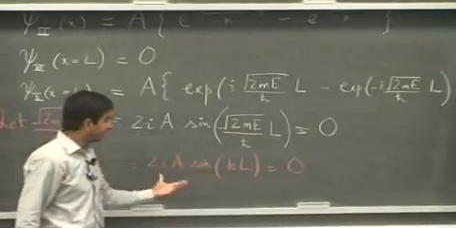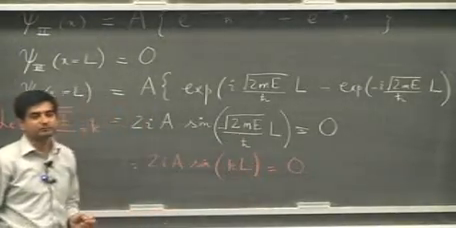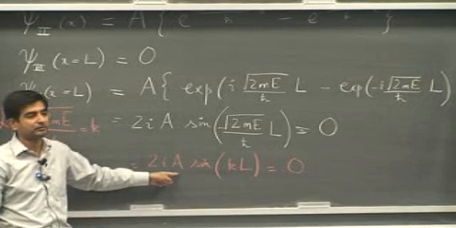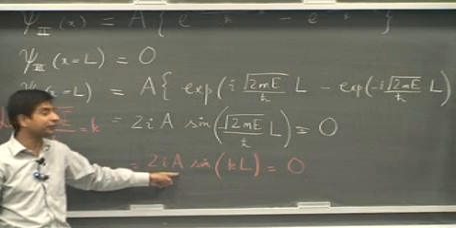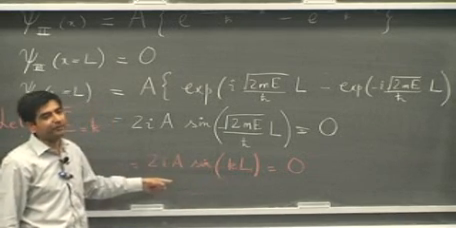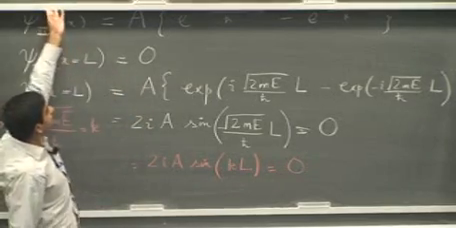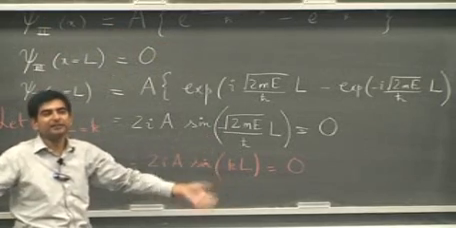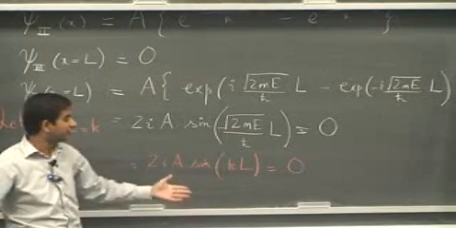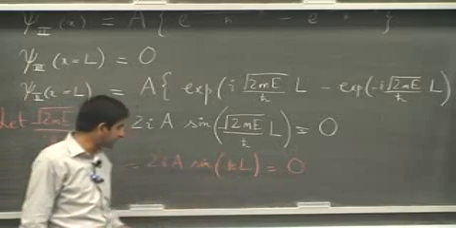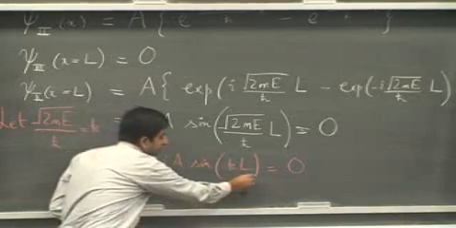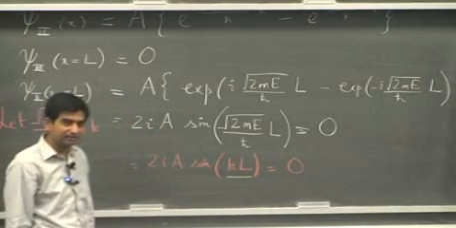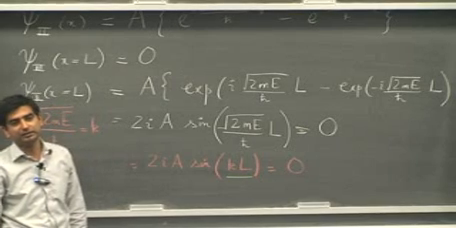Now when is the left hand side equal to 0? Can we have A equals 0? A equals 0 satisfies this equation, but if A were equal to 0, then the wave function in region 2 will be 0, which means that the particle does not exist. But we have assumed that a particle does exist. So A cannot be 0. So the only way in which this expression can be made equal to 0 is by imposing certain conditions on kL. And those conditions are that kL must equal n pi.